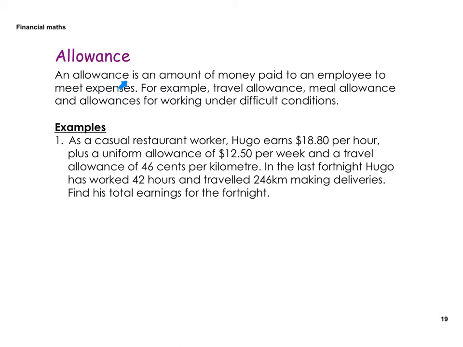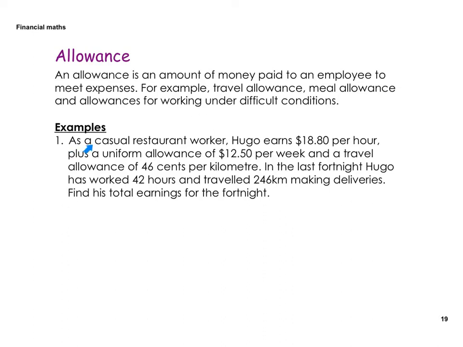Allowance. An allowance is an amount of money paid to an employee to meet expenses. For example, travel allowance, like business trips, etc., meal allowance, and allowances for working under difficult conditions. So maybe on a crane, maybe in the mines, so high up or dangerous environments, etc.